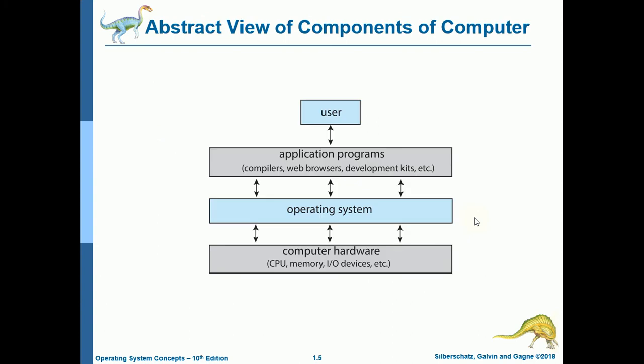Okay, so the abstract view of components of a computer. This is the illustration. The user is not really interacting with the operating system unless the user is a programmer. A typical user is interacting with application programs installed inside the operating system. Application programs are composed of compilers, web browsers, development kits, and others. The operating system controls the computer hardware resources, the CPU, memory, and I/O devices, and manages these resources, giving them to a particular application program that needs, for example, a CPU, memory, I/O devices, and others. So again, the operating system acts like a manager of the whole computer system.